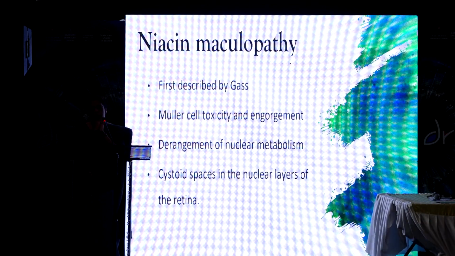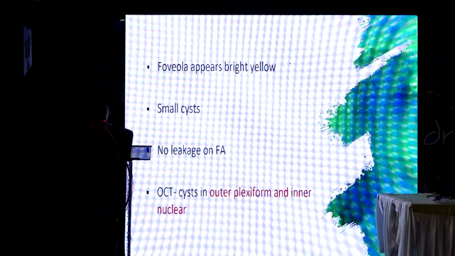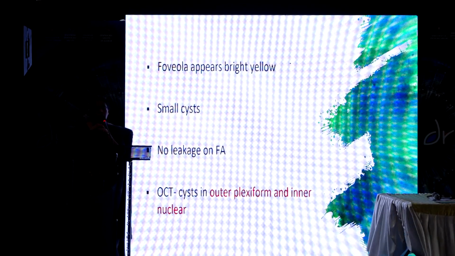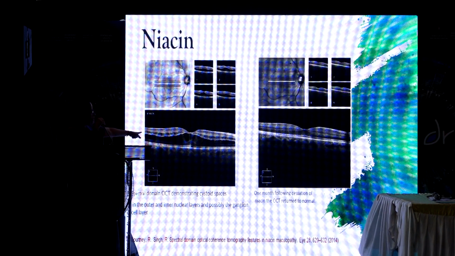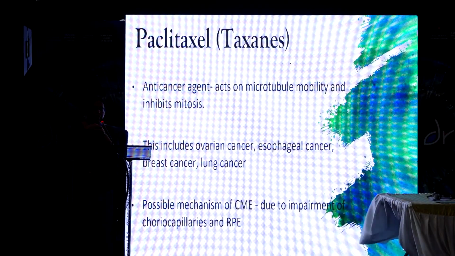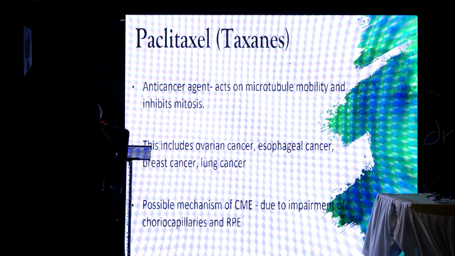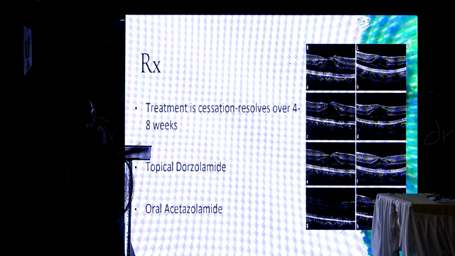The reason for this is Muller cell damage, and nuclear metabolism is disrupted here. So what you get is cystoid spaces in the inner nuclear layer, and the foveola appears bright yellow in color. There is no leakage on FFA, and as you can see, the inner nuclear layer and later the outer plexiform layer show cystoid spaces, and the treatment is stopping the drug. Another important drug class is the anti-cancer drugs called the taxanes, such as paclitaxel, used for ovarian cancer and esophageal cancer, etc. The possible mechanism is RPE damage. Again, treatment is cessation of the drug, which causes improvement.